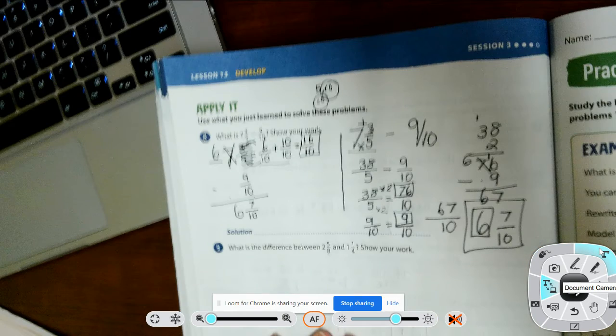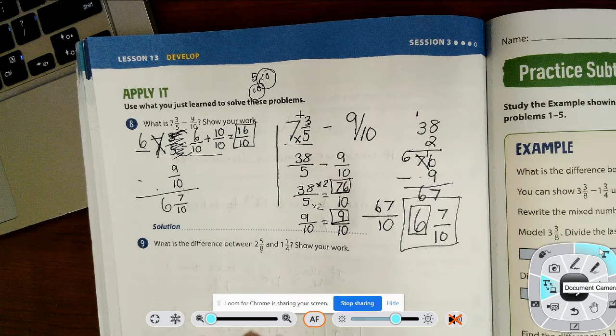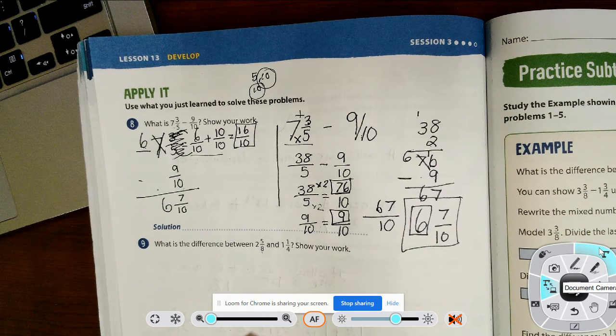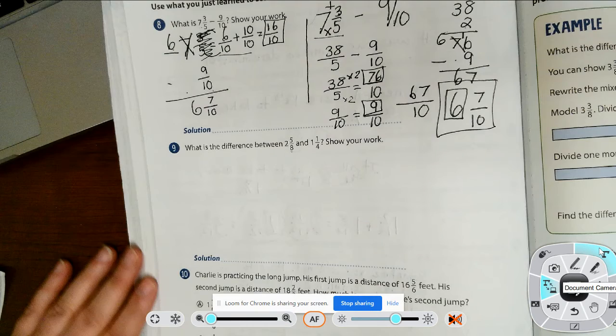So those are the 2 ways that you can do it. All right, that's without using pictures. That's just the math ways. But it sounds like you're going to have to know how to do both. So, yeah, this is fun.